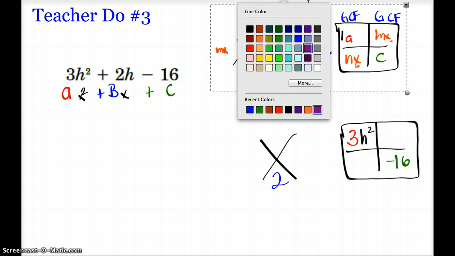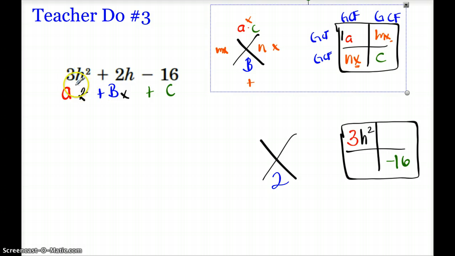Okay, so everything's all set up. Again, this part's where it's different. 3a times negative 16. 3 times negative 16 is going to be negative 48. Now that's where things change as before. Before I was just multiplying by a 1. Now it's actually going to change a little bit. Okay, my two mystery numbers here are going to be a little bit bigger.